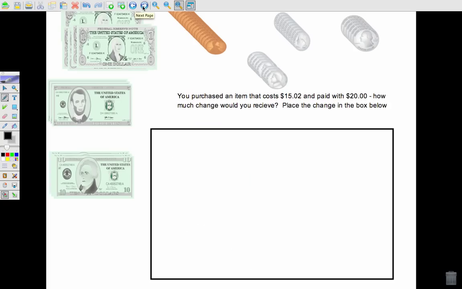Can you help me solve this one? It says you purchase an item that costs $15.02 and paid $20. How much change would you receive? What do I start with?